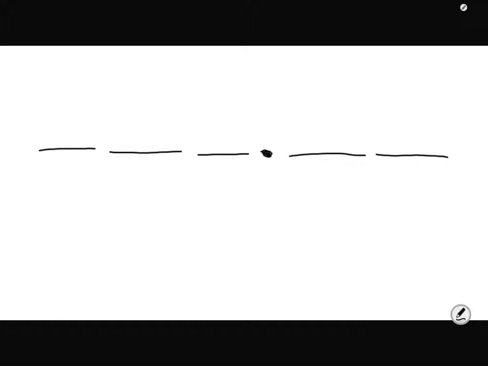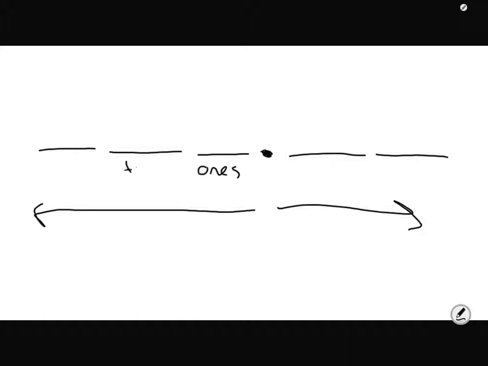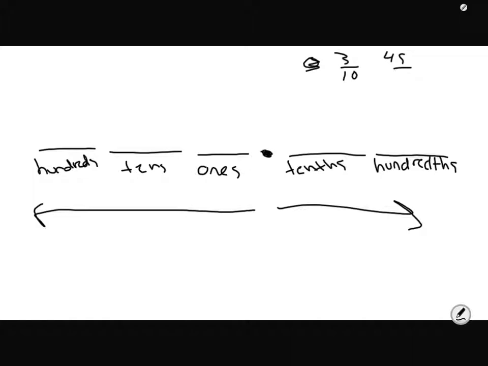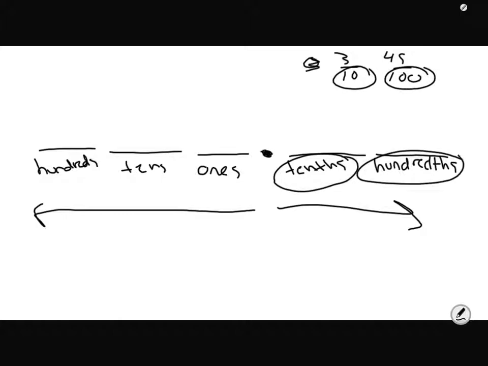So the decimal place: anything on this side of the decimal place is a part of a whole, or a decimal, or a decimal fraction, and anything on this side of the decimal place is a whole number. So these are our ones, our tens, and our hundreds. On this side, where it's the decimal, we have our tenths, and we have our hundredths. When we talk about changing fractions into decimals, we usually think about 3/10 or 45 hundredths. And as we can see, the tenths go in the tenths place and the hundredths go in the hundredths place.